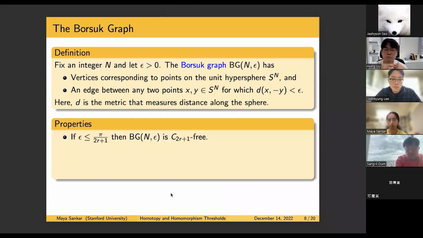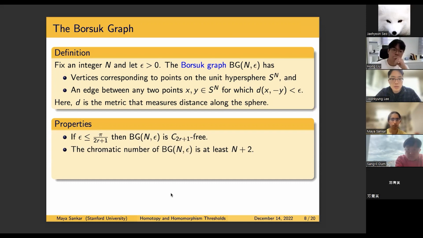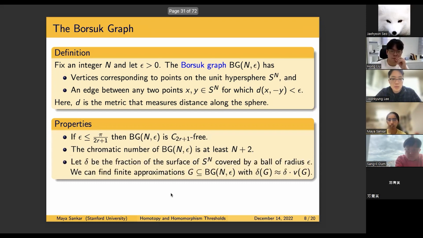So the first property is that for sufficiently small epsilon, this thing is C_{2R+1}-free. The chromatic number of this graph is bounded in terms of n. It's going to be at least n plus 2, and this is equal to the Borsuk-Ulam theorem. And the last property, which I'm just stating for completeness, is that we can get good approximations to this graph. And we'll use these approximations to get a lower bound on the homomorphism threshold.